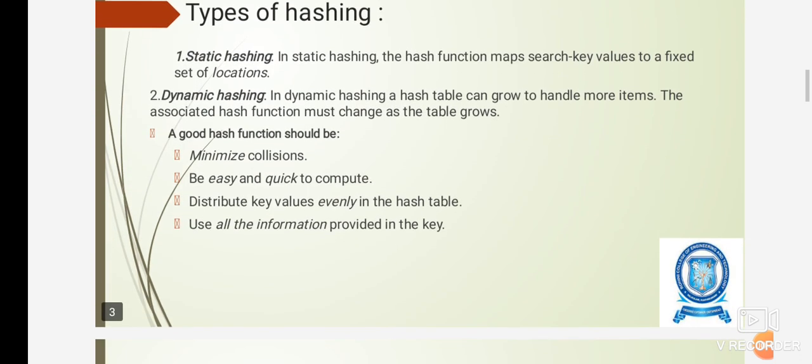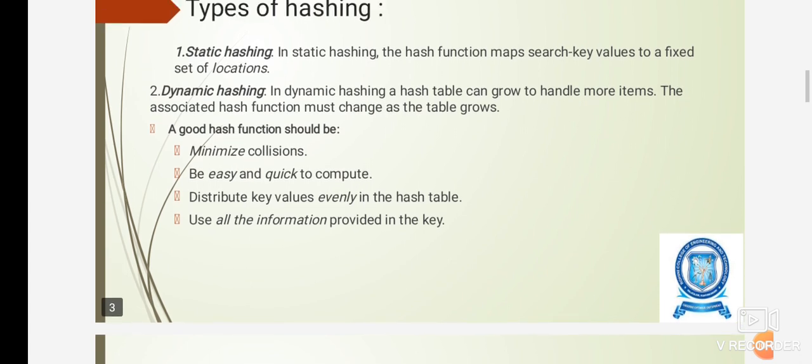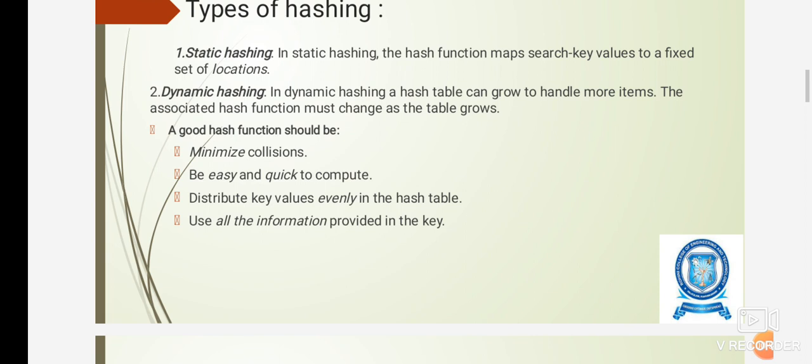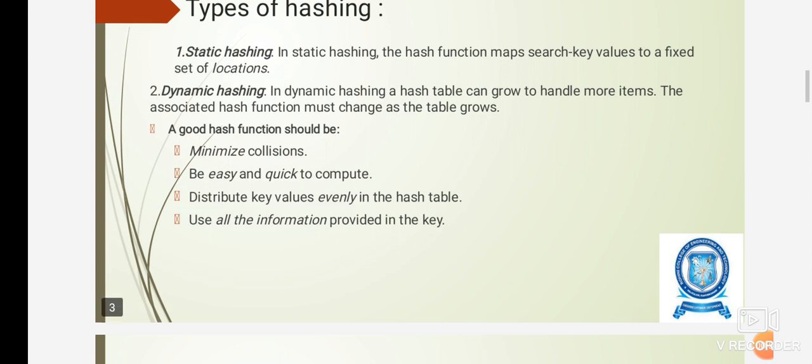Then types of hashing. There are two types of hashing: static hashing and dynamic hashing. In static hashing, the hash function maps search key values to a fixed set of locations. In dynamic hashing, the hash table can grow to handle more items. The associated hash function must change as the table grows.